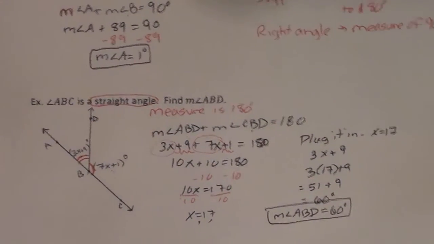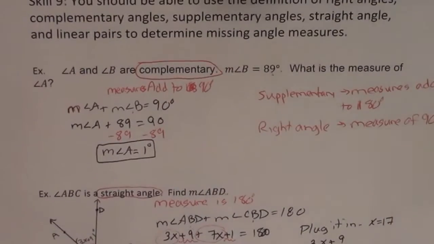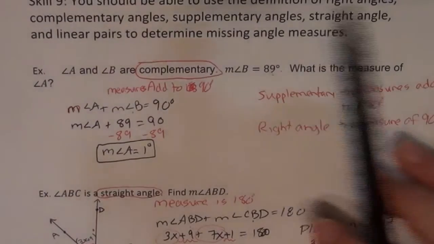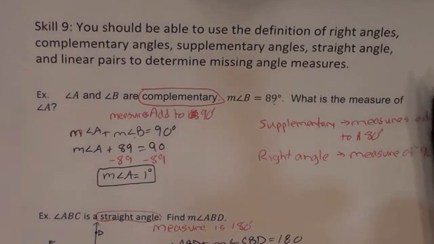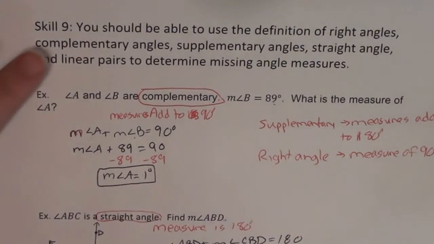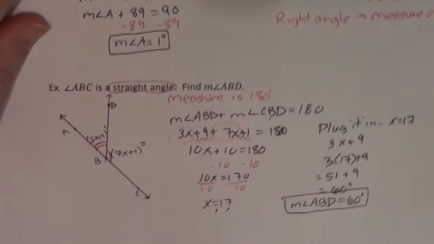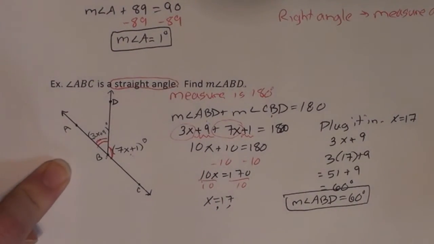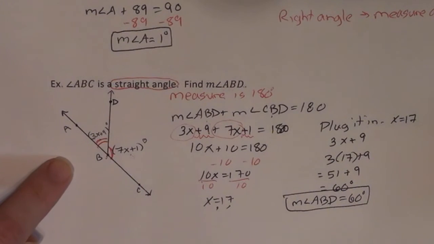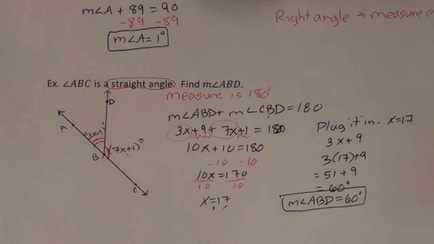Now the only other vocab word here that we skipped at the top, we covered right angle, complementary, supplementary, straight angle, linear pair are two angles who together make a line. They'll look very much like the straight angle at the bottom. And the nice thing about a linear pair is they always add up to 180 degrees.